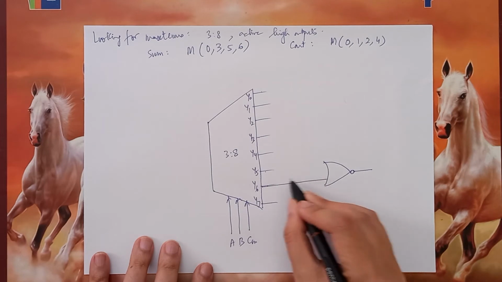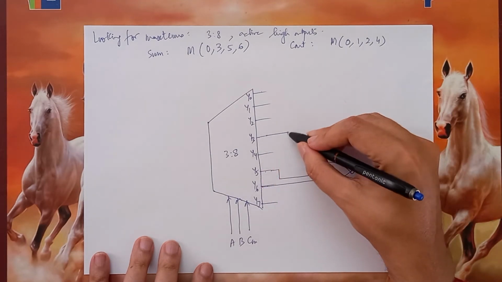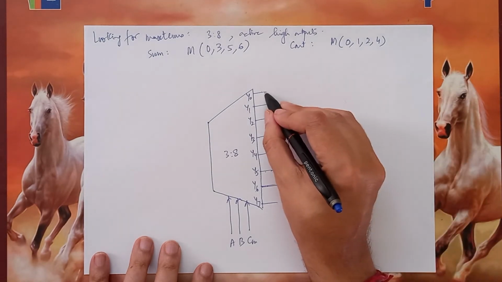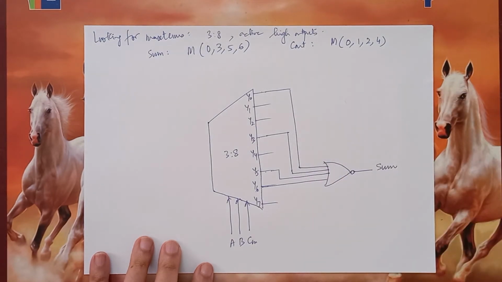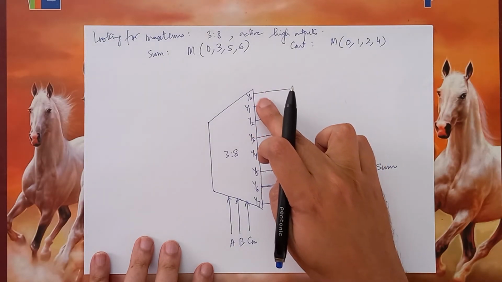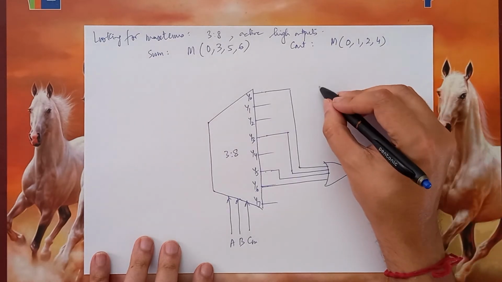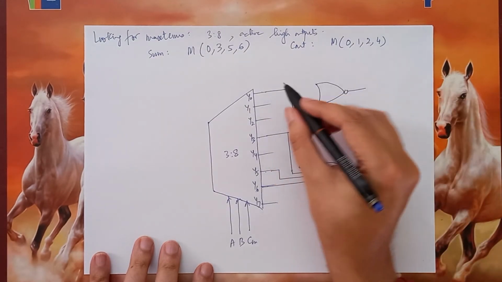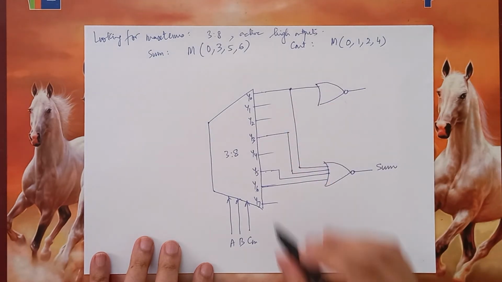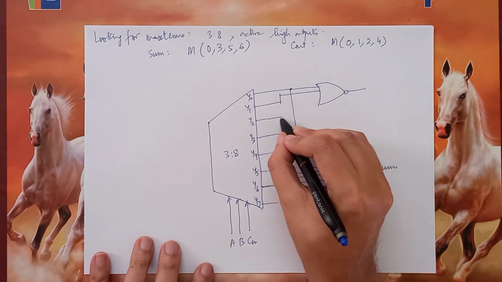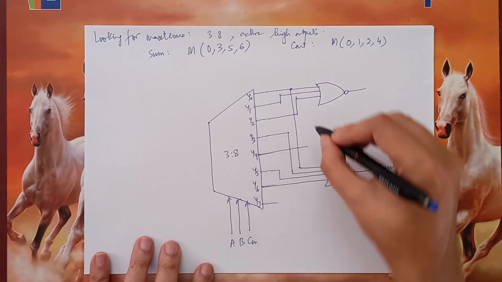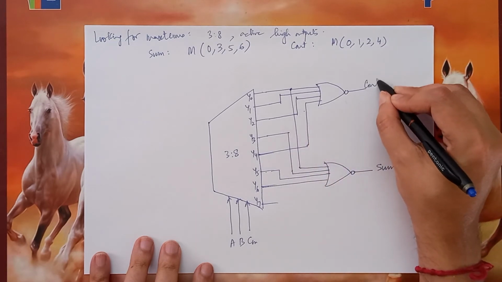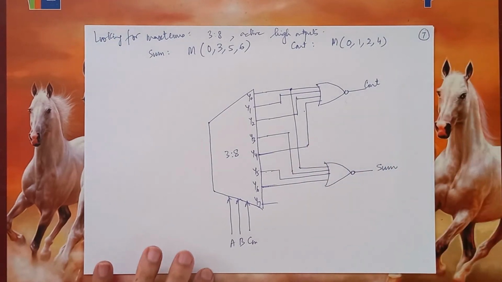So this is the logic for sum. And for carry out, we need 0, 1, 2 and 4. Once again, the logic would not change. We would still need a NOR gate, because if any of these active high outputs becomes 1, my NOR gate would give me a 0, which will correspond to the max term. And at all other times, we will get 1. This is C out.